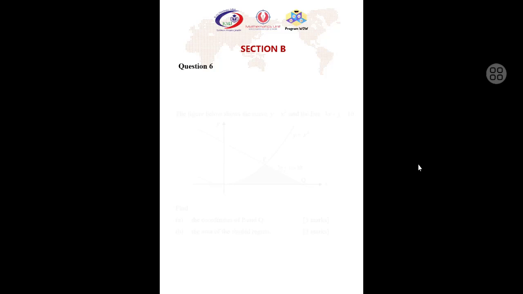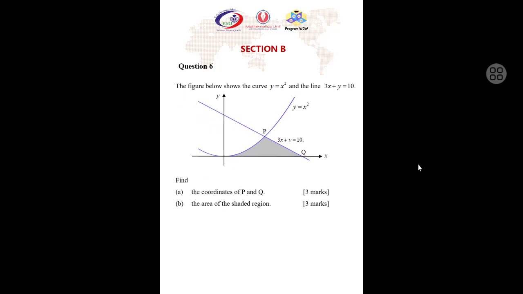Next, question 6. So question 6, the figure below shows the curve y equals x squared and line 3x plus y equals 10. Find the coordinate of P and Q and also the area of shaded region. So this is the area of shaded region.